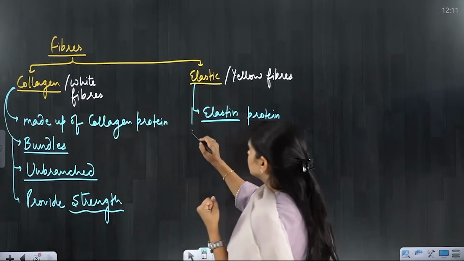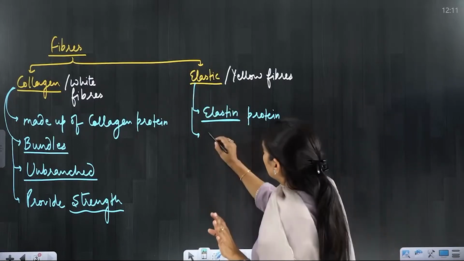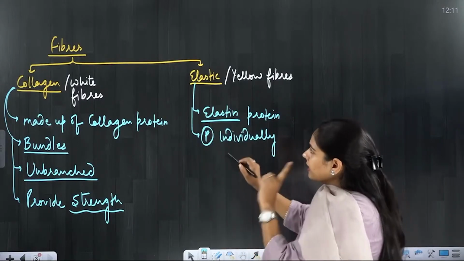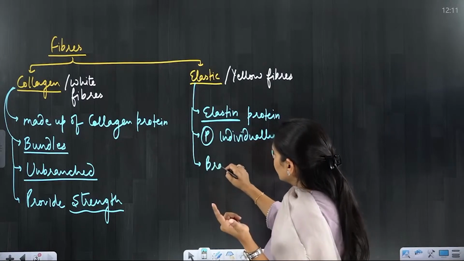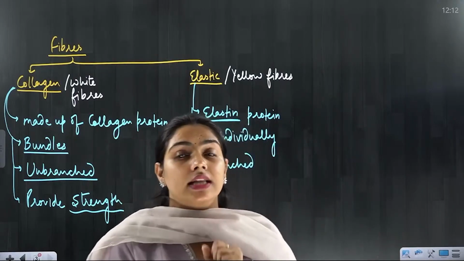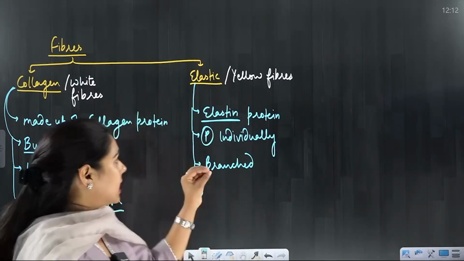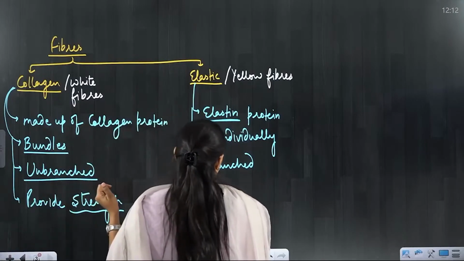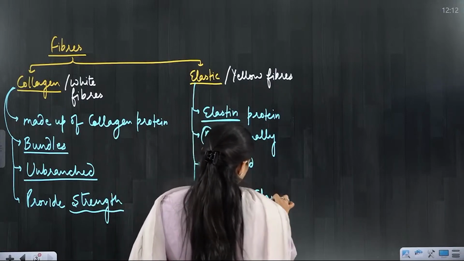Whereas elastic fibers, you will not find them in bundles. They are present individually, singly. And they are branched. I will show you. If they are branched and individually present, they cannot provide strength, but they can provide elasticity, as their name suggests, right? So elastic fibers provide elasticity.